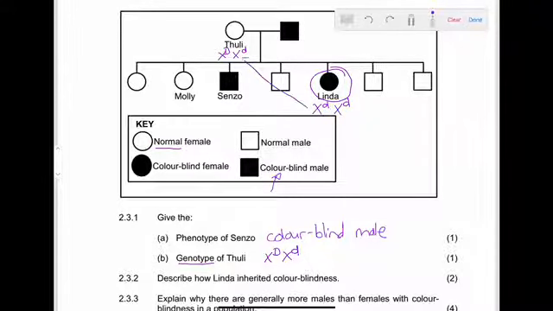She gets 1 X(d) from her mother. Her father, who is colorblind, gives her the other X(d). So you would say, because it's only worth 2 marks, you would say she inherits 1 recessive allele from each of her parents, or 1 from mom and 1 from dad.